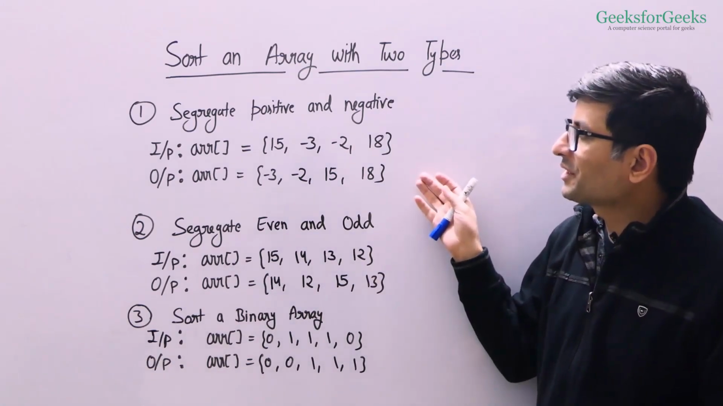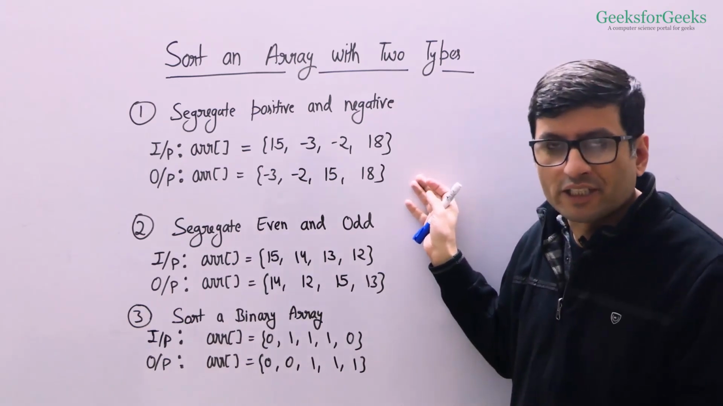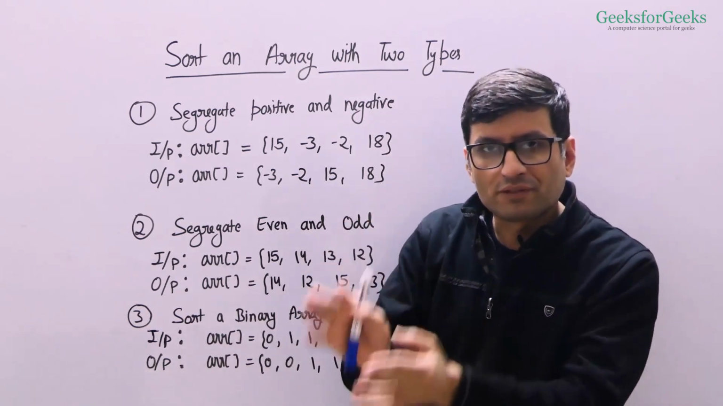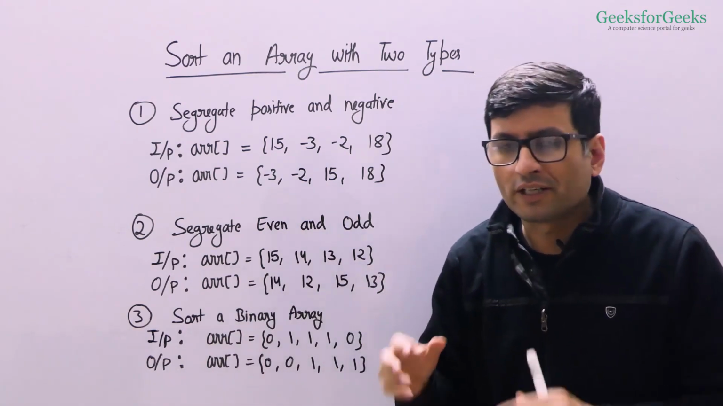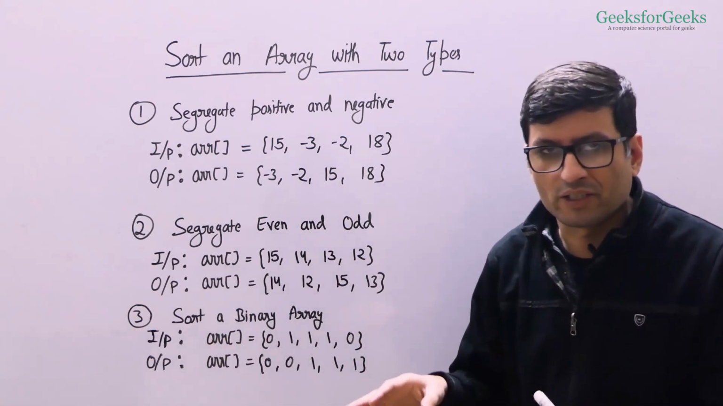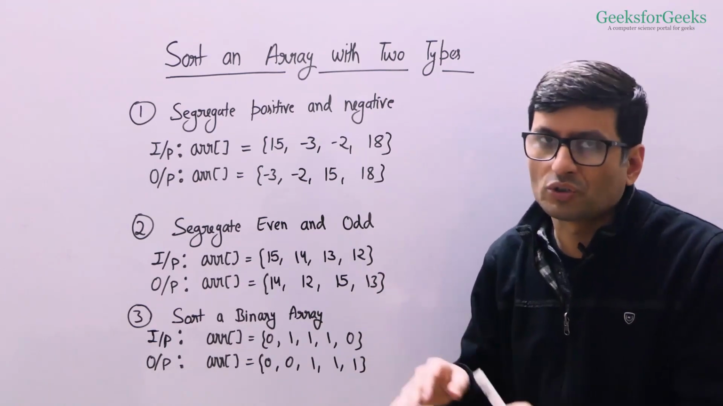The first form is: given an array of positives and negatives, you need to put negatives first in the sorted array and then all the positives. The order among negatives may change, it does not matter, and the order among positives also may change.